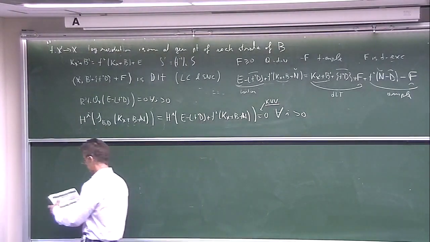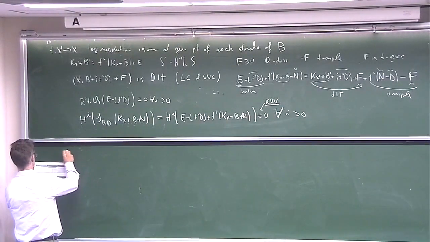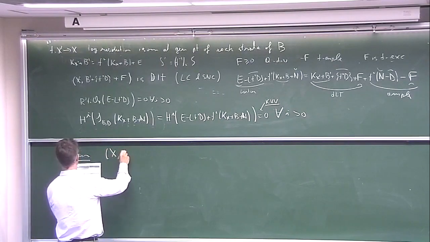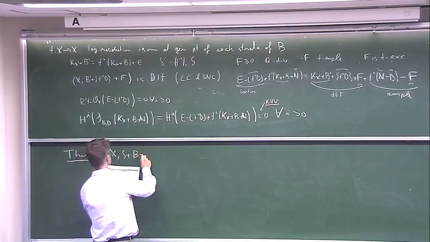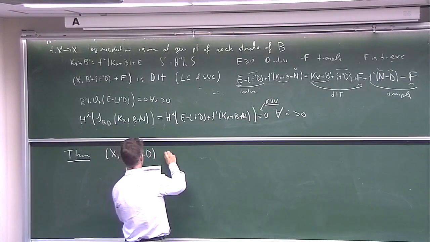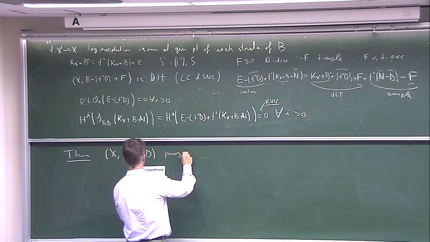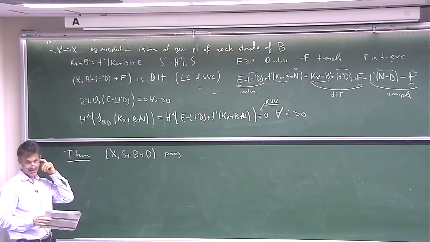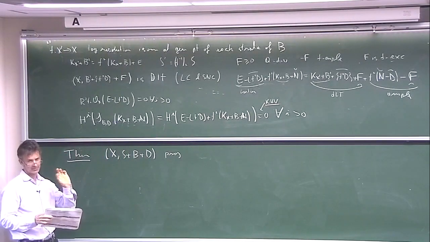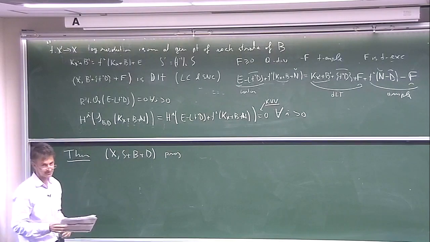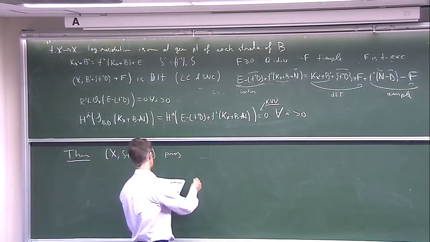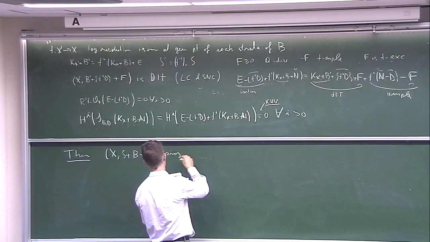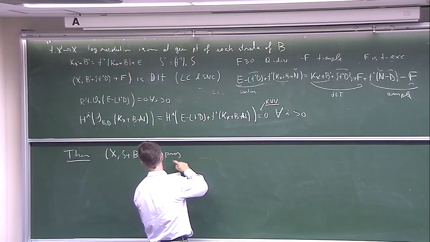Okay, so let me write the statement. Theorem. So we have x, s plus b plus d is going to be... This HM extension theorem is this theorem. This is it in the not quite optimal version. And this is Hacon. Somehow it's a highlight. It looks like a big mess, but then it does exactly what you want.